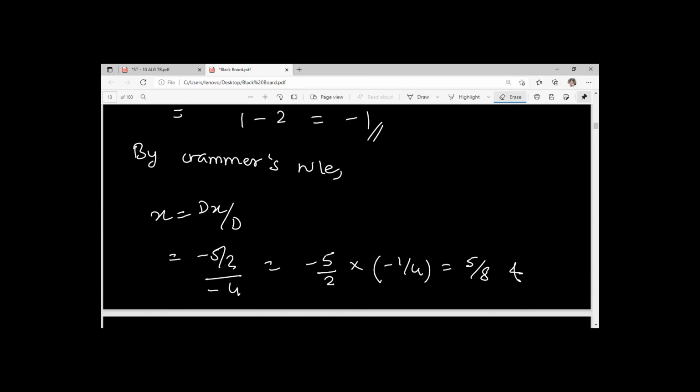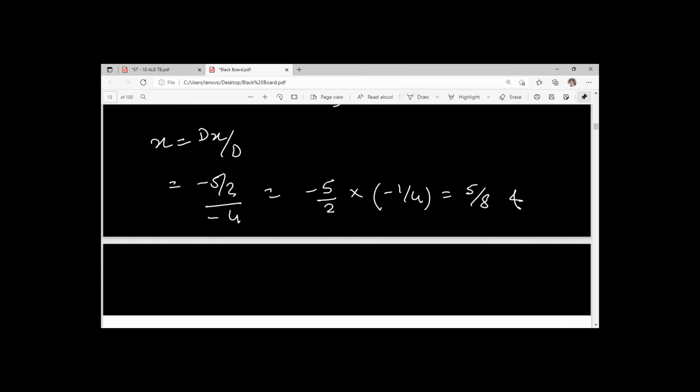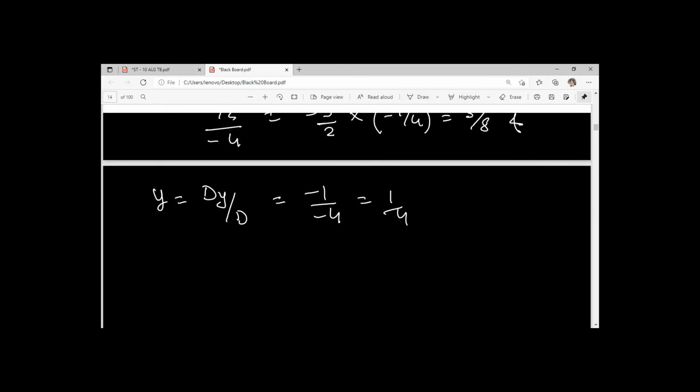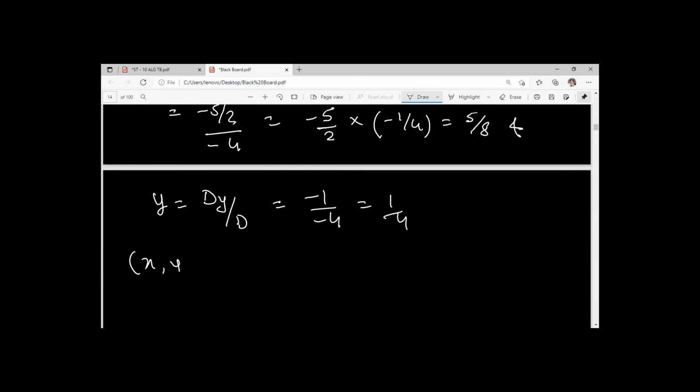And let's talk about y वाला पार्ट. मैं इधर से रब कर देता हूँ ठीक है, so y is equal to dy by d which is equal to -1 upon -4 which is equal to 1 upon 4. ठीक है, so what is the solution? Therefore the solution is x comma y is equal to 5/8 comma 1 upon 4, ठीक है, is the solution. Done, ठीक है.